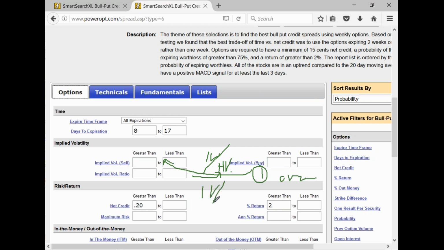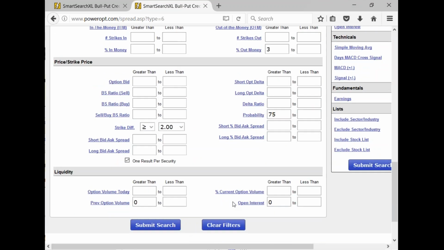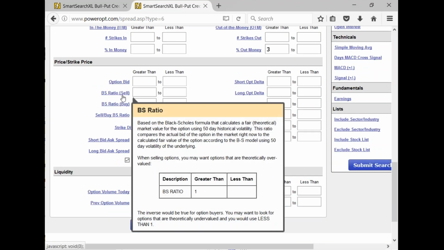An IV-HV ratio of less than 1 means, of course, that the option is theoretically underpriced based on the calculations. At the same time, the Black-Scholes ratio. Now, I told you that the historical stock volatility is used to calculate the theoretical worth of the option. And then that equation sort of worked backwards to say, well, the option should be priced at $1. It's actually priced at $1.20, which would have an IV-HV ratio of about 1.2, or a Black-Scholes ratio of 1.2, meaning it's overpriced.